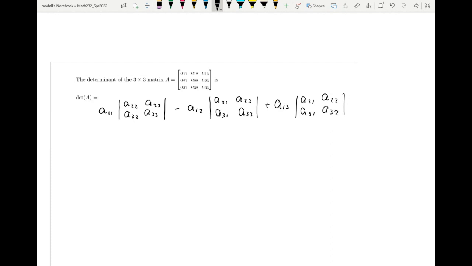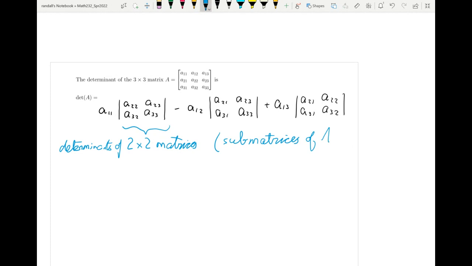So notice it's defined in terms of determinants of 2 by 2 matrices, and these we'll refer to as submatrices of A. They're smaller matrices than A, but they're composed of the entries of A.